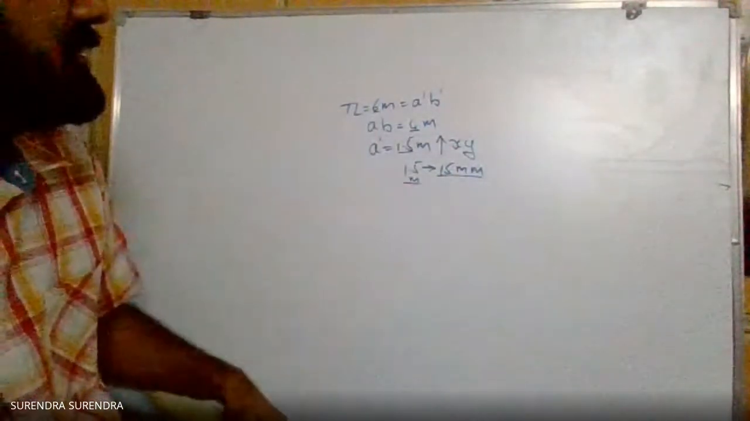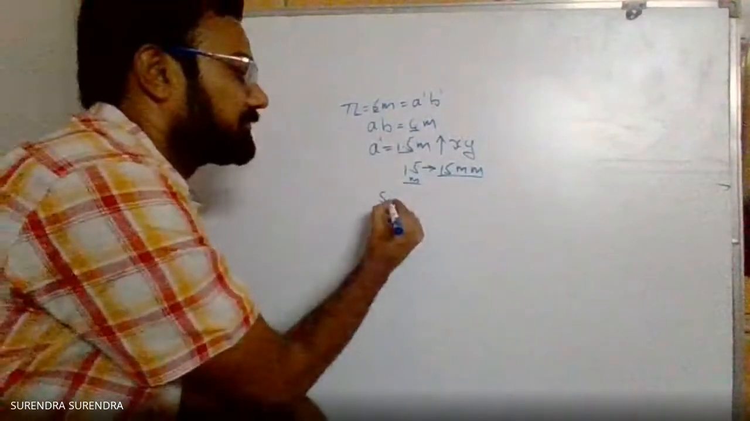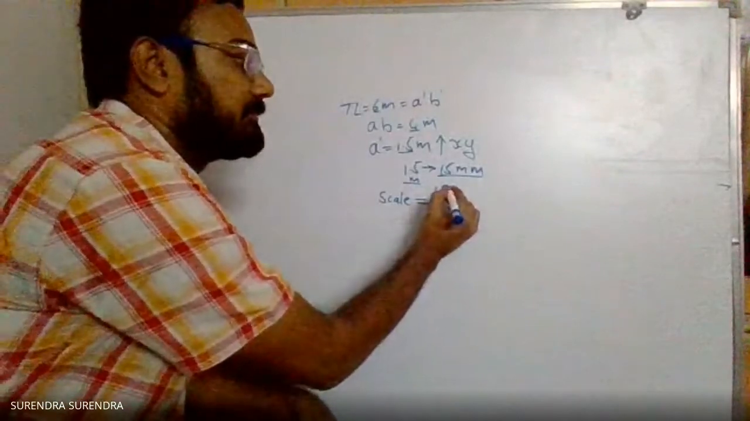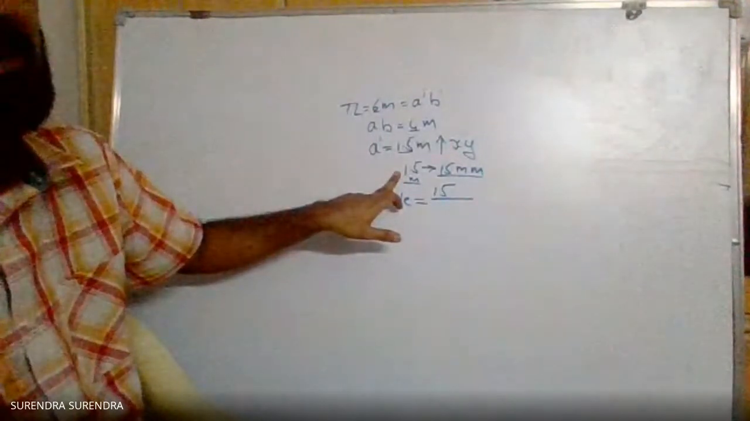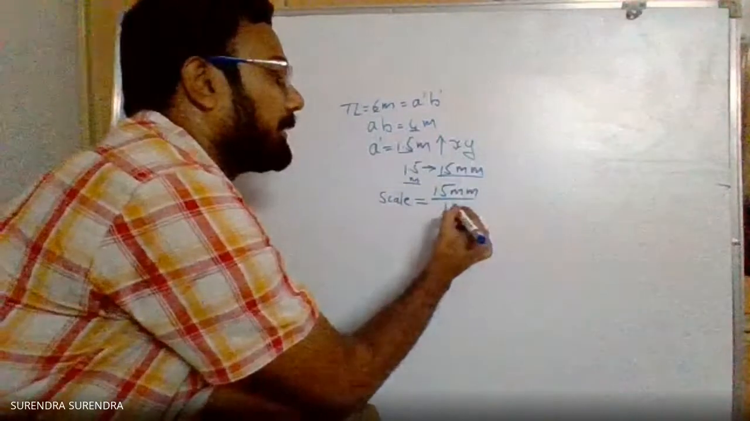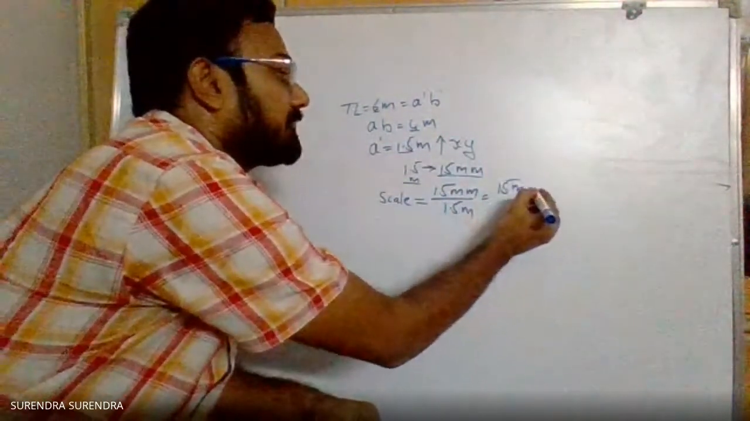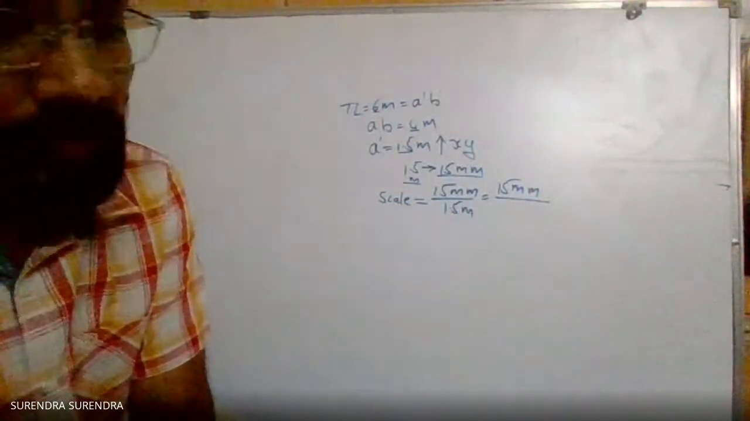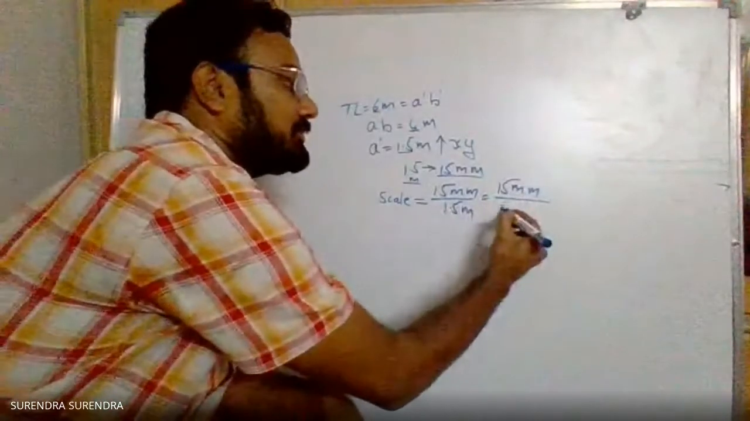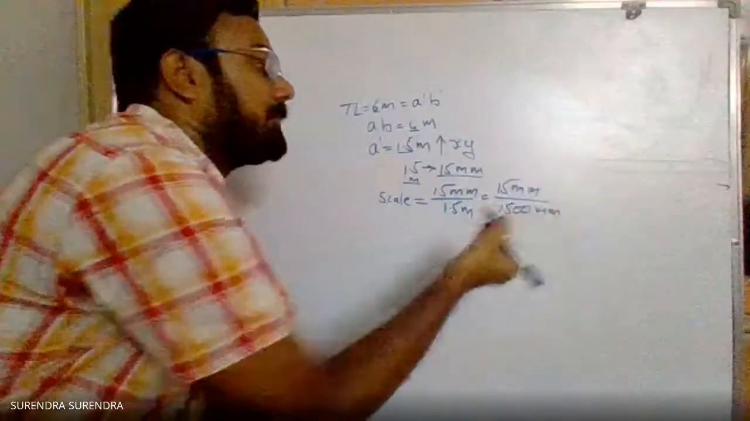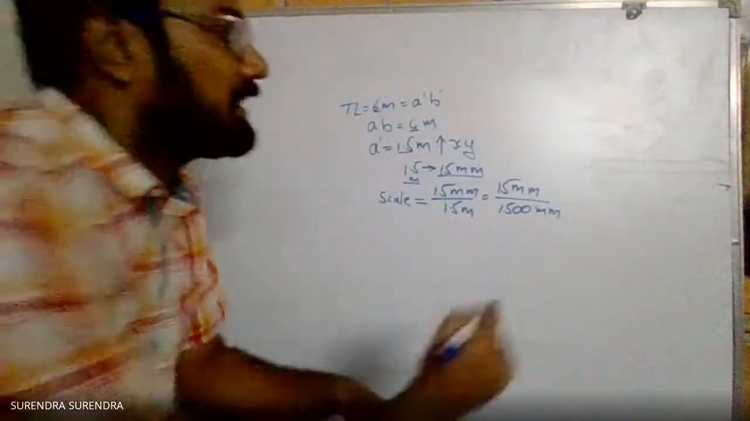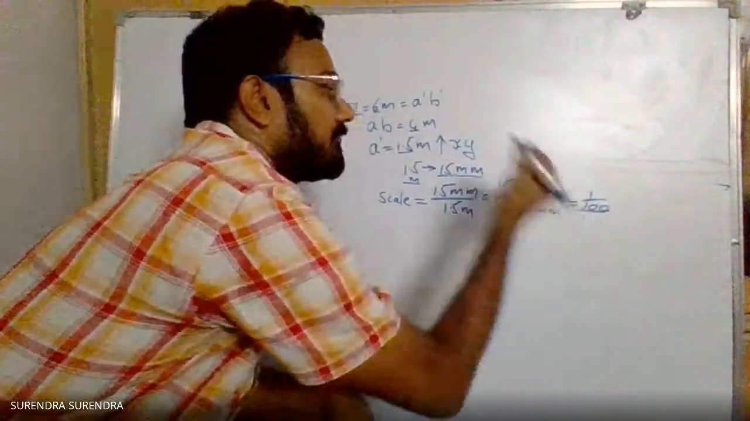So what is the ratio here? The ratio, scale or RF, is calculated as the actual representation on the drawing, 15 mm, by the actual value, 1.5 meters. So it is 15 mm by 1.5 meters. How many mm is 1.5 meters? 1 meter equals 1000 mm, so it is 1.5 into 1000, 1500 mm. Simplify this ratio. It is 1 by 100. Is it? So it is 1 by 100.